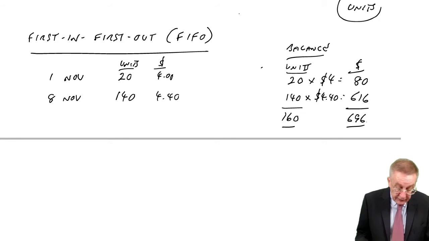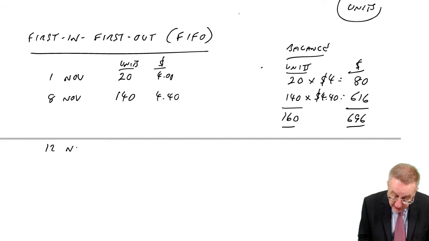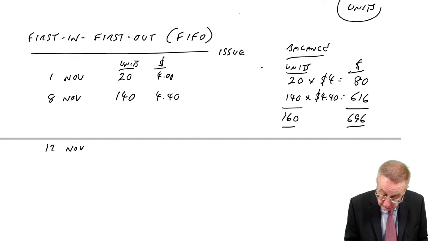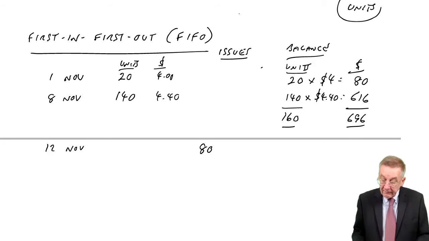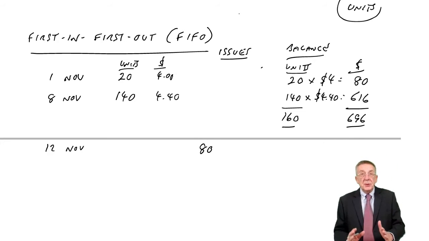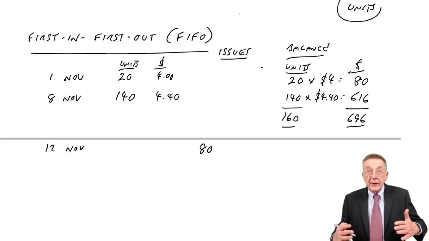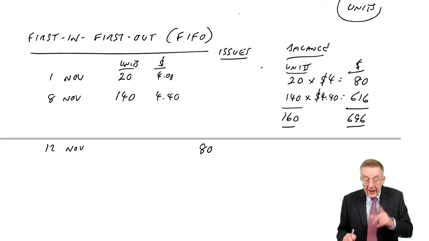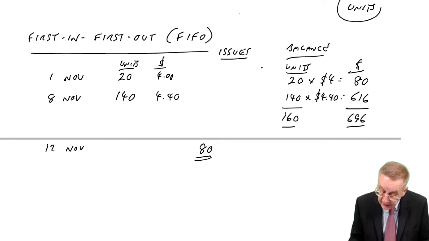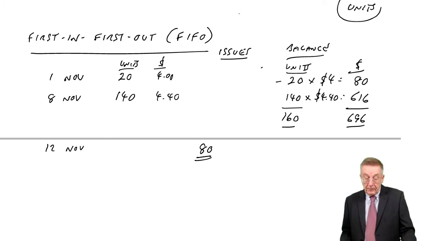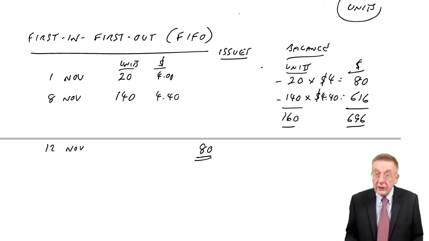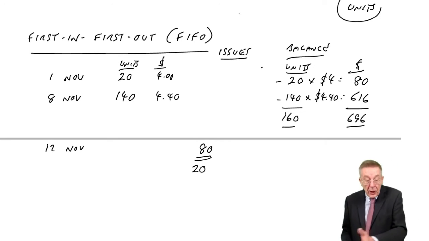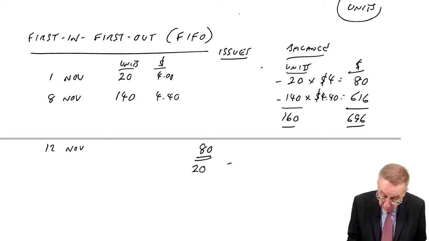But what happens on the 12th of November? We issue some. We issue 80. And which ones are we issuing? Well, we assume that it's with first in, first out. Whenever we issue any, it's always the oldest ones first. So those 80 that we're issuing, what did we have? We have 20 that were there at the beginning of the month and another 140. So we assume that we issue the oldest ones first. So those 20 go, and they cost $4 each.